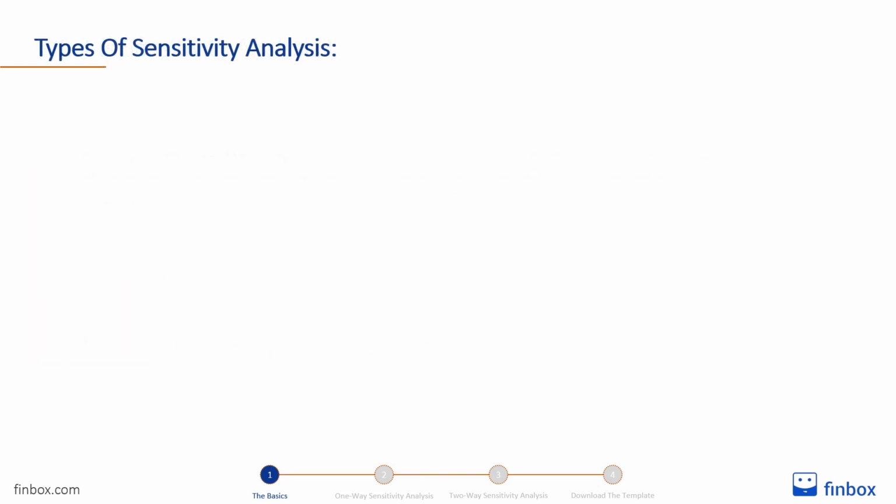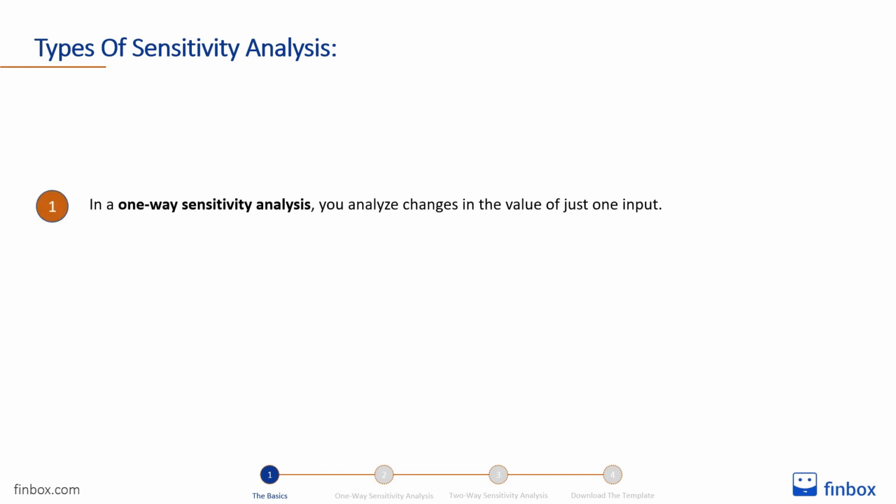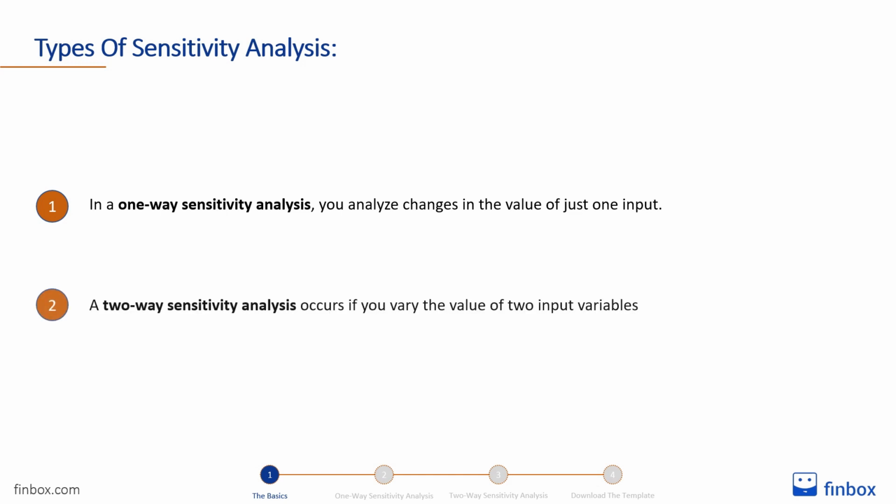There are two main types of sensitivity analysis. The one-way sensitivity analysis, if you analyse changes in the value of just one input, and the two-way sensitivity analysis, which occurs if you vary the value of two input variables. If it's still not 100% clear, it will be with an example.